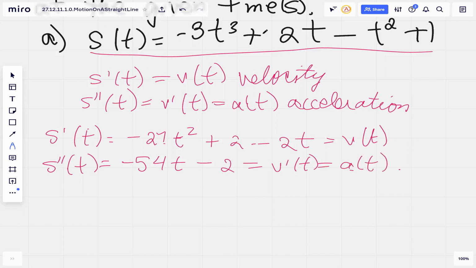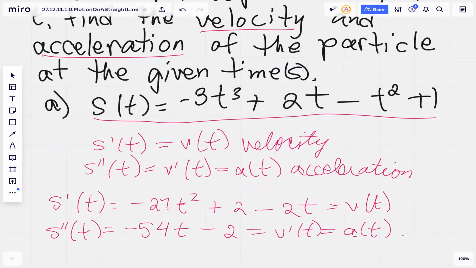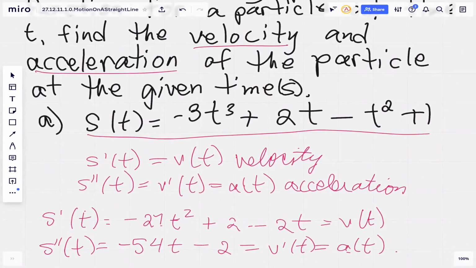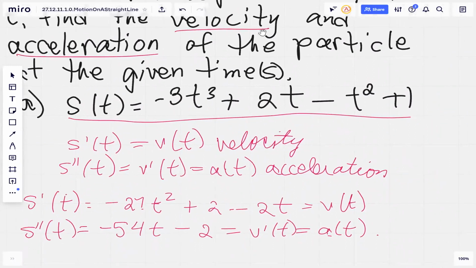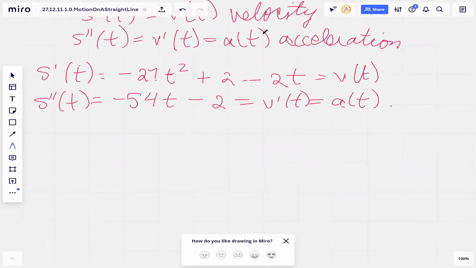Now they're asking us to find the velocity and acceleration of the particle at the given time. It doesn't look like we're given a time. That's interesting, so let's add one in. It looks like the time is missing, so let's suppose we want to find the velocity and acceleration at time t equals, I don't know, 3 seconds.